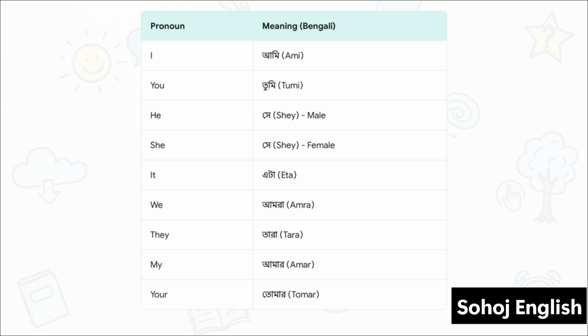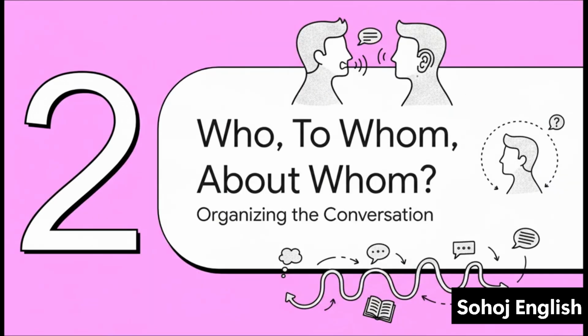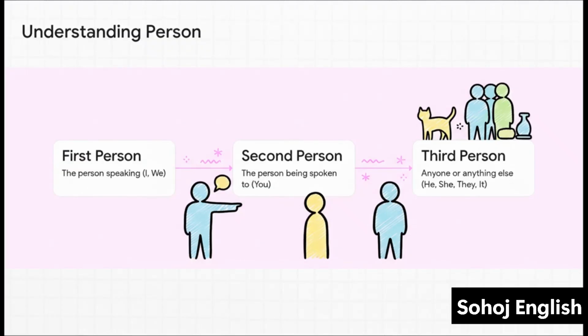And pay attention to you. It's a super useful word. It can mean just one person, or it can mean a whole room full of people. Okay, now for what is maybe the single most important rule for getting your sentences right. It's a little concept called person, and it's just a simple way of figuring out who's talking, who's listening, and who everyone's talking about. Think of it like this.